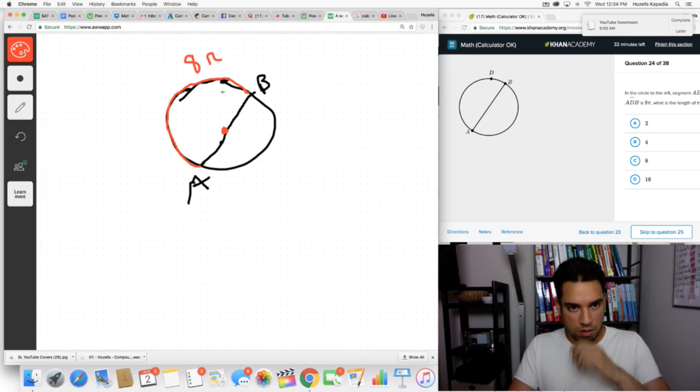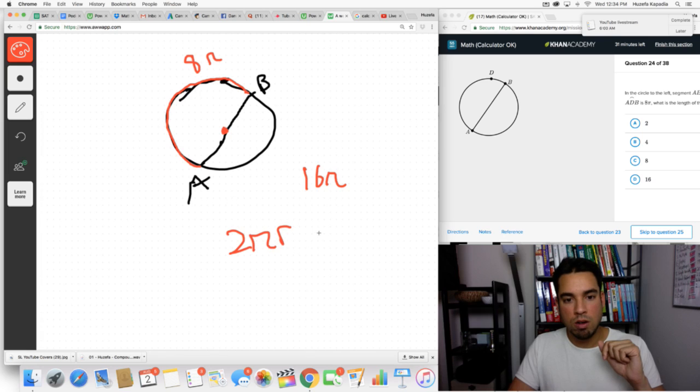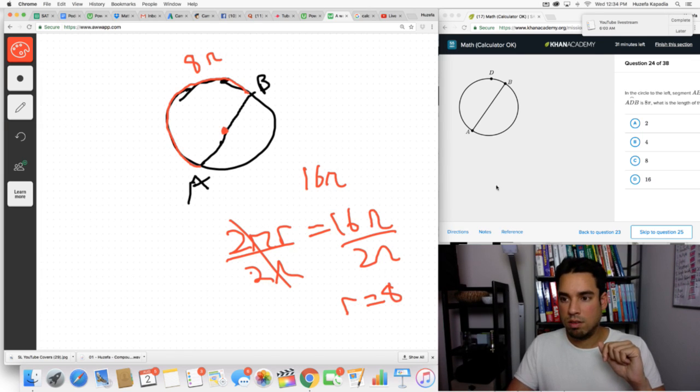So that means, since this is the diameter, that's half a circle. So the whole circle going all the way around is double that, which is 16 pi. So we want the radius. So 2 pi r equals 16 pi, right? You see this? We divide both sides by 2 pi, and we get 8. So the radius equals 8.